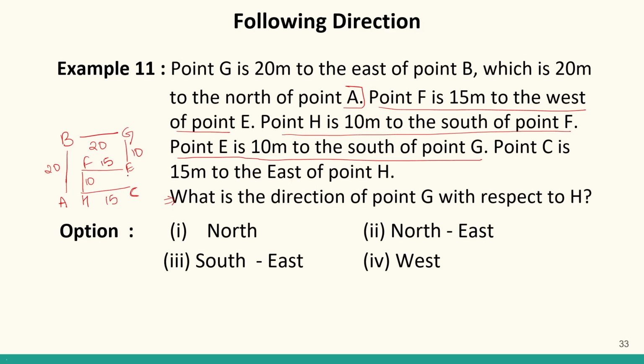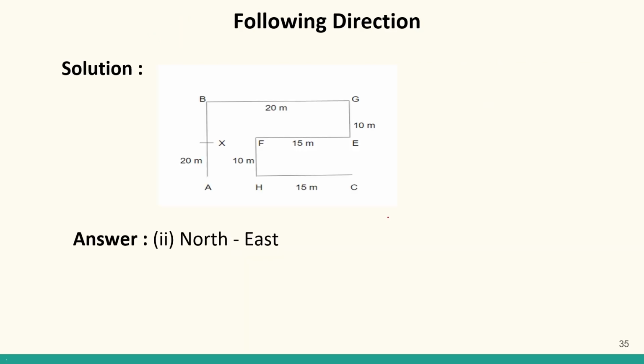So this was given to us. Now the question is, what is the direction of point G with respect to H? So with respect to H, G is in which direction? G is in this direction, and this direction is called the northeast direction. So our answer will be option number 2, northeast. This is the correct answer.